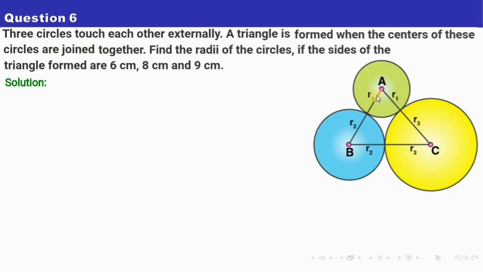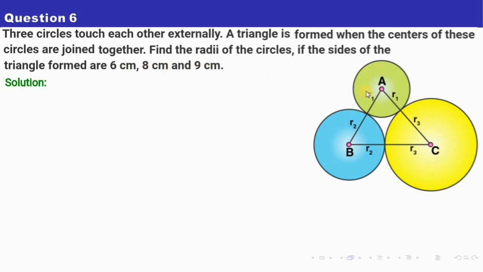Let me call the center of this green circle A, the center of this blue circle B, and similarly C is the center of the yellow circle. If you join the centers, you will get a triangle. The question is talking about the very same triangle. So find the radii of the circles. You need to find the radius of each circle here, if the sides of the triangle formed are 6 centimeter, 8 centimeter and 9 centimeter.